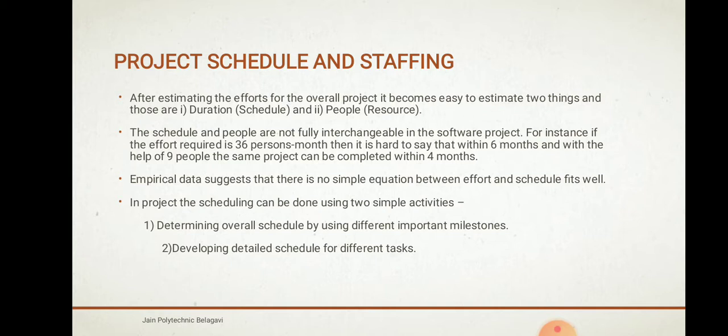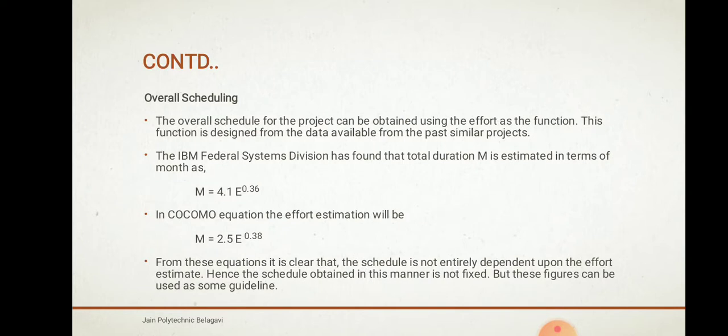Project scheduling can be done in two simple activities: determining the overall schedule using different milestones, and developing a detailed schedule of the different tasks. The first method is overall scheduling, which can be obtained using effort as a function. The IBM Federal Systems Division found that the total duration M in months is estimated as M equal to 4.1 times E raised to 0.36. In the COCOMO model, the equation is M equal to 2.5 times E raised to 0.38. From these equations it is clear that schedule is not entirely dependent upon effort, so these figures can be used as guidelines.